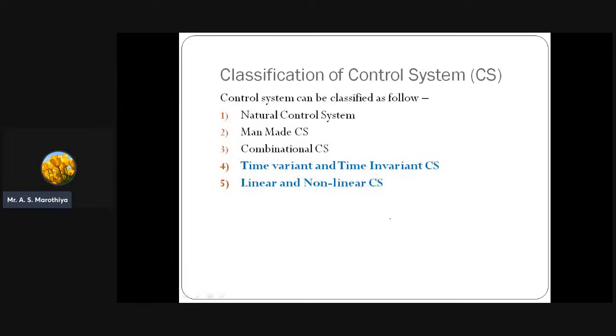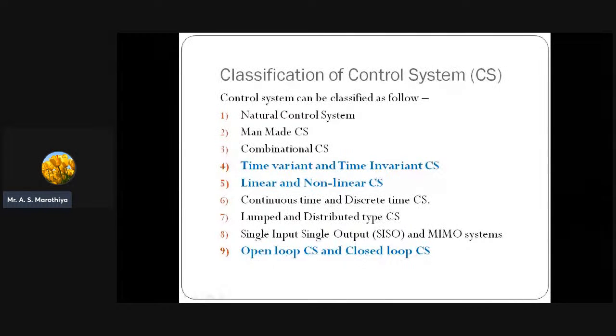Now, how to classify control systems? Control systems are basically classified into some 8 to 9 different categories, and out of these, I have highlighted some types of control systems: serial number 4 deals with time variant and time invariant control systems, serial number 5 deals with linear and non-linear control systems, and serial number 9 deals with open loop and closed loop control systems.